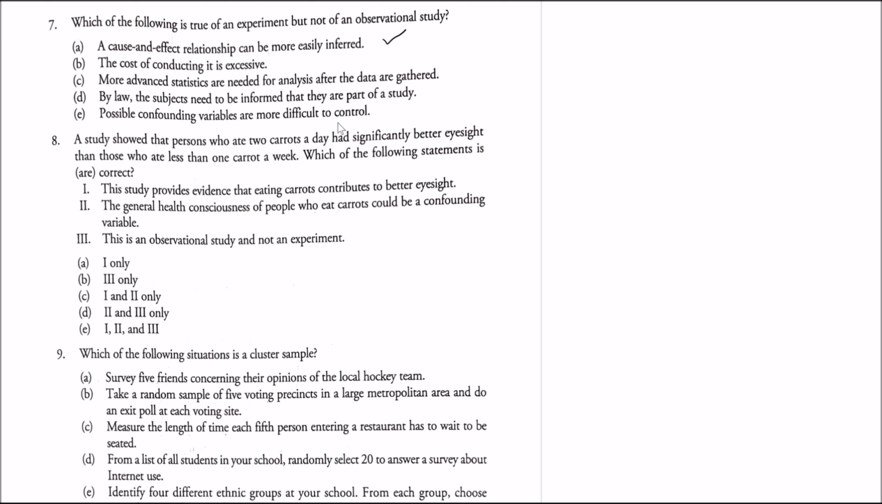Possible confounding variables are more difficult to control. That's not true for an experiment, right? Because confounding variables are generally something that we control in an experiment. So that's not the best answer. The best answer is A.